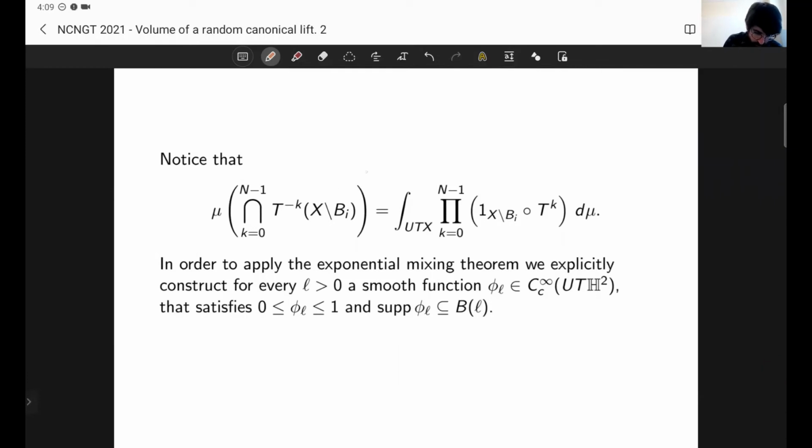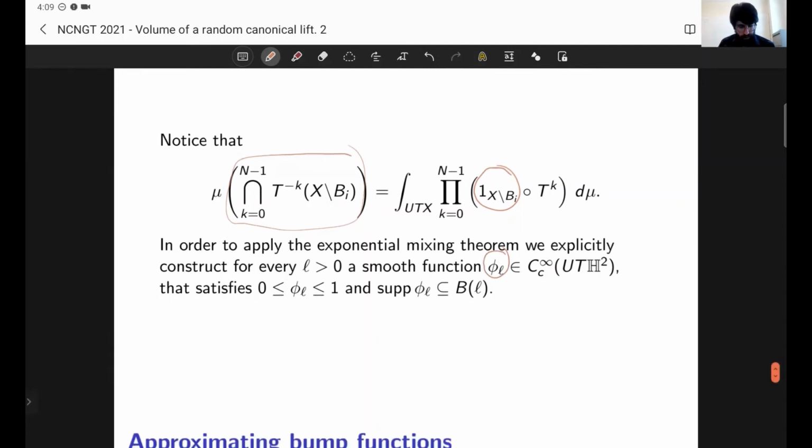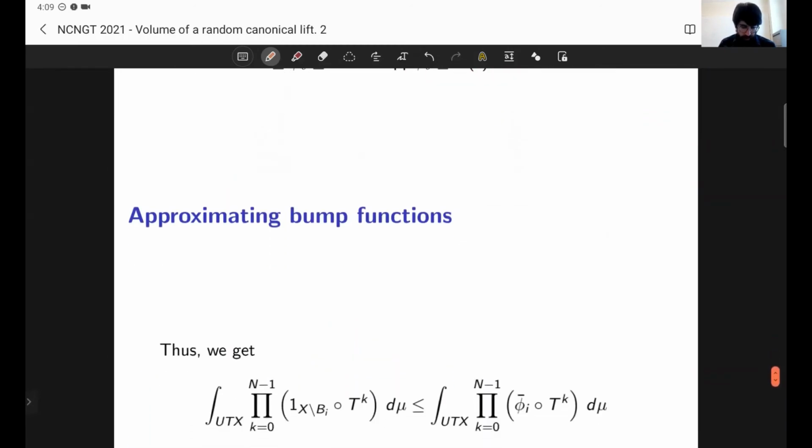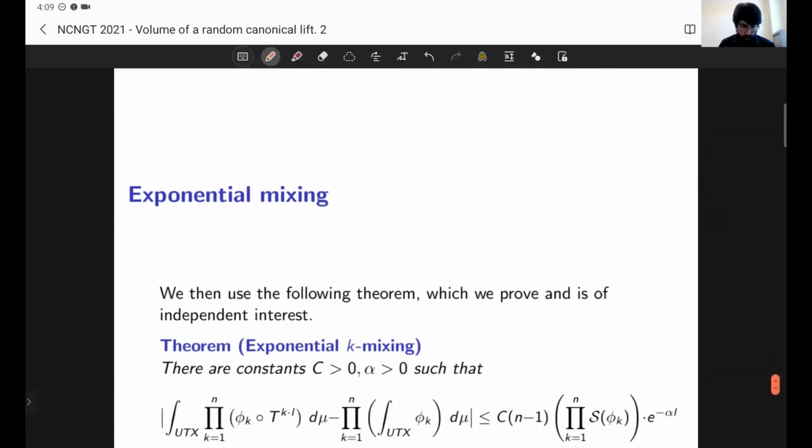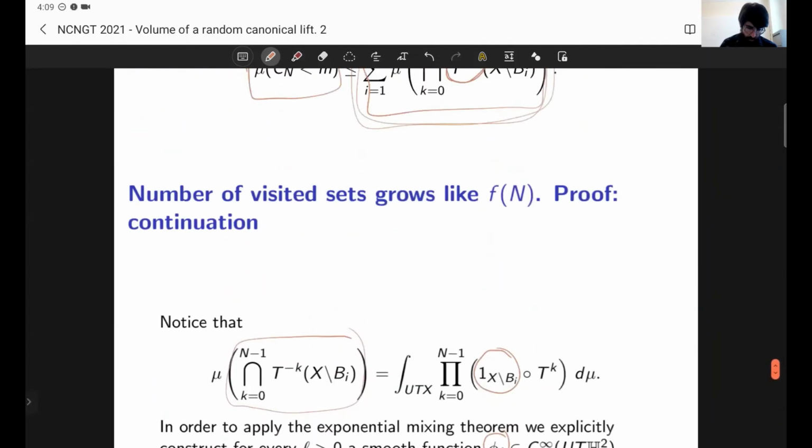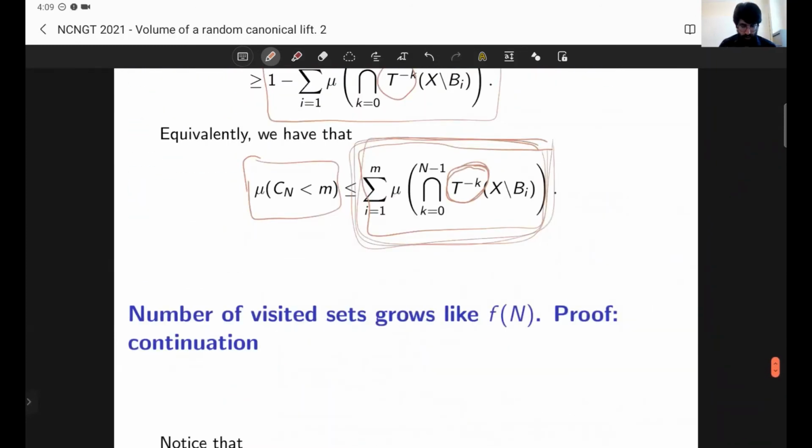So we write the probability of these sets, these intersections, as an integral of some indicator function, and then approximate each one of these characteristic functions by bump functions that we can construct explicitly and that we have sufficient control over. The point of this approximation is that we will then be able to estimate this term by using mixing theory.